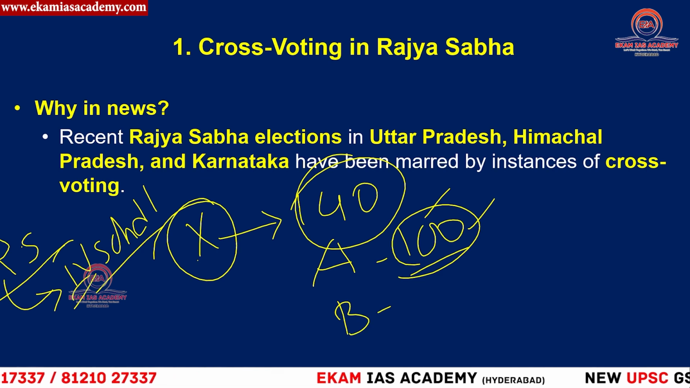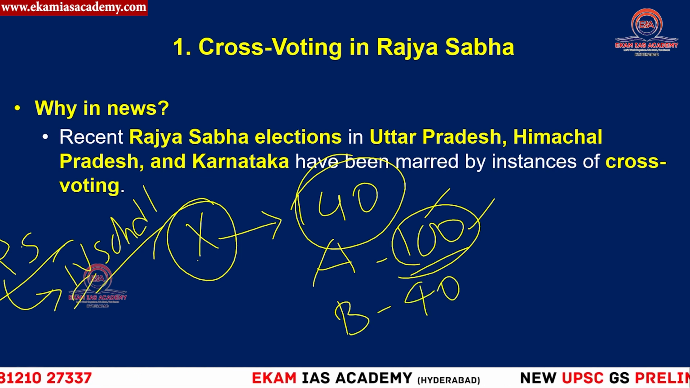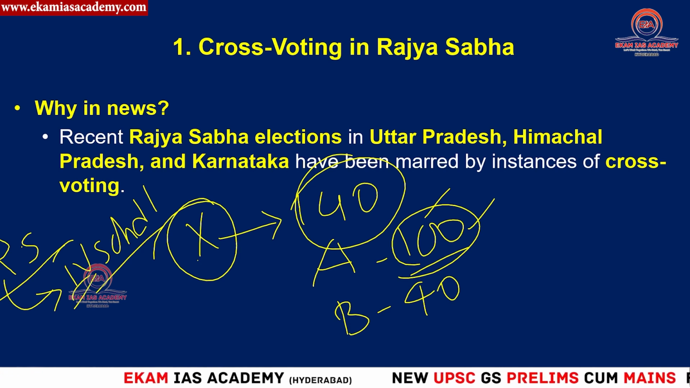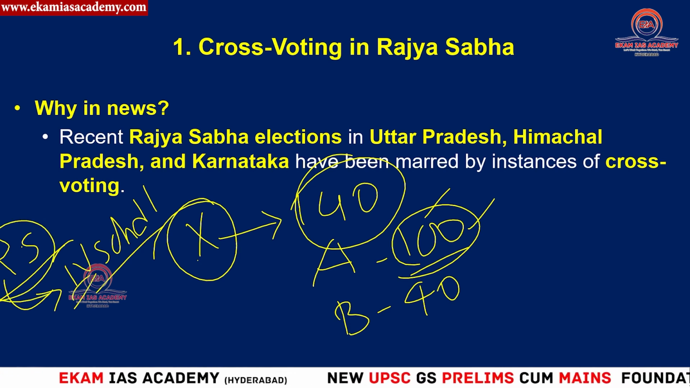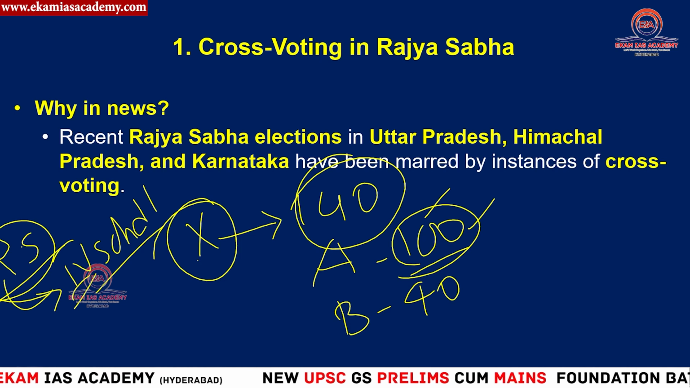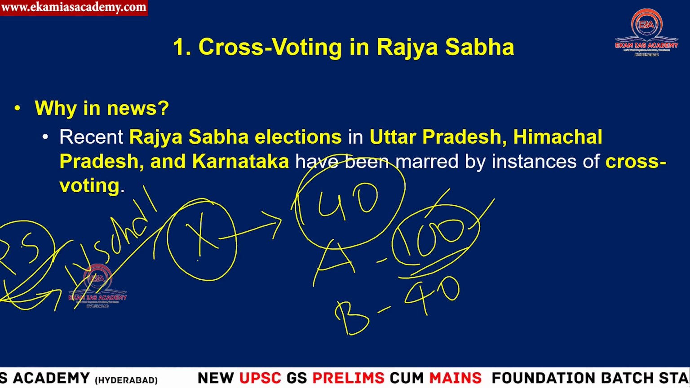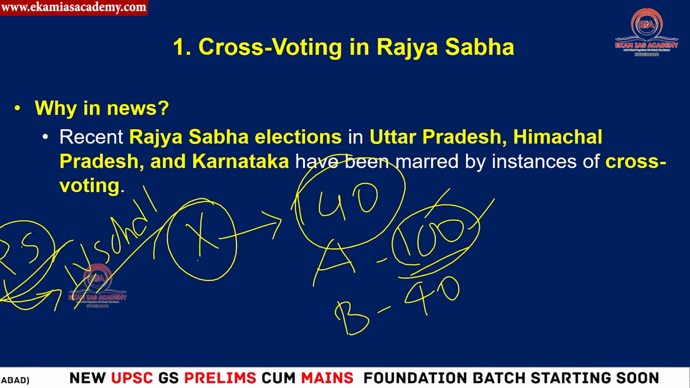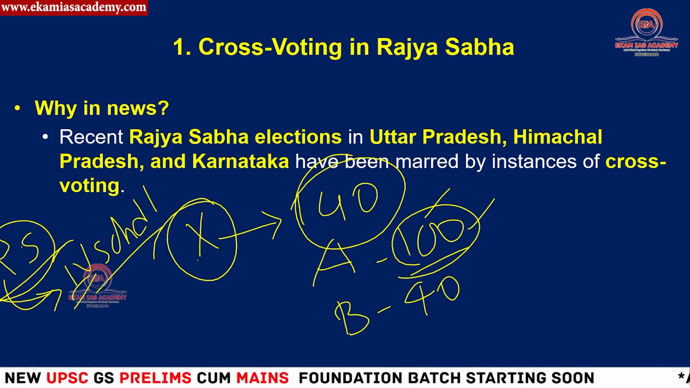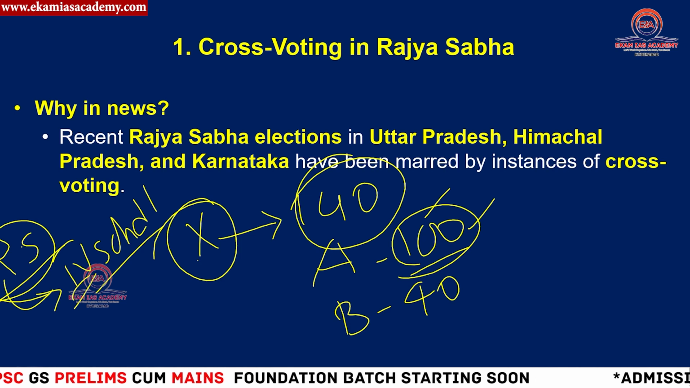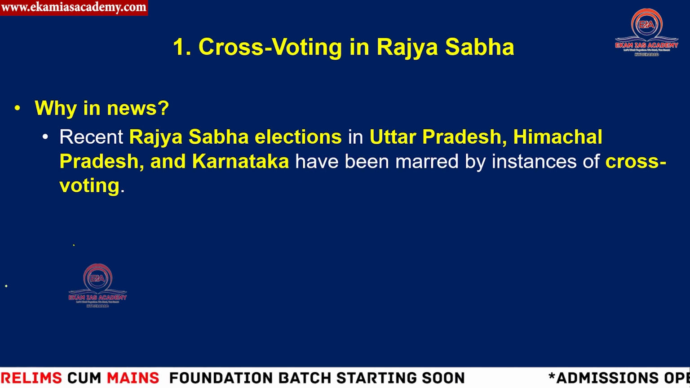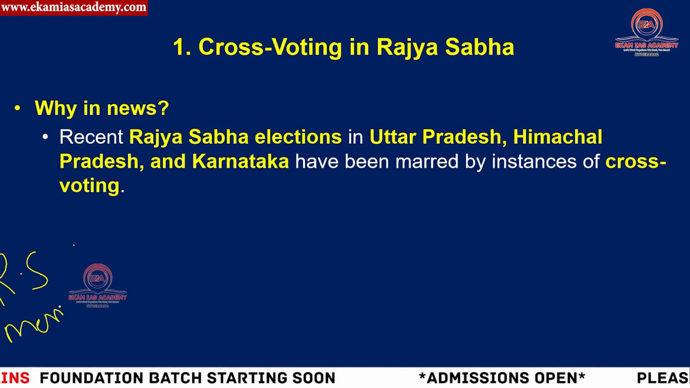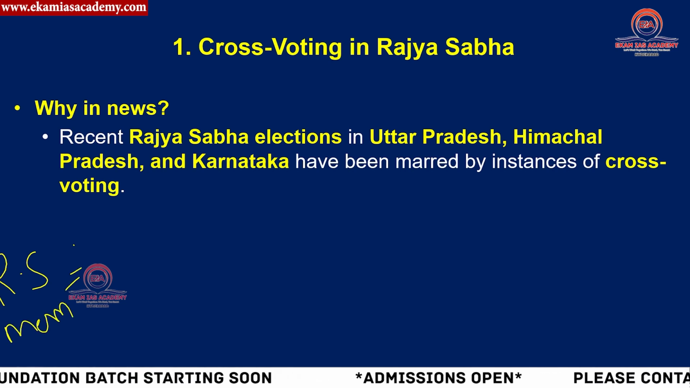Then you have another party enjoying only 40 seats. Let us understand how Rajya Sabha elections take place. In this case, there is one formula that you need to understand to calculate how a member of Rajya Sabha will be elected from a particular state, and how the vote will be calculated.